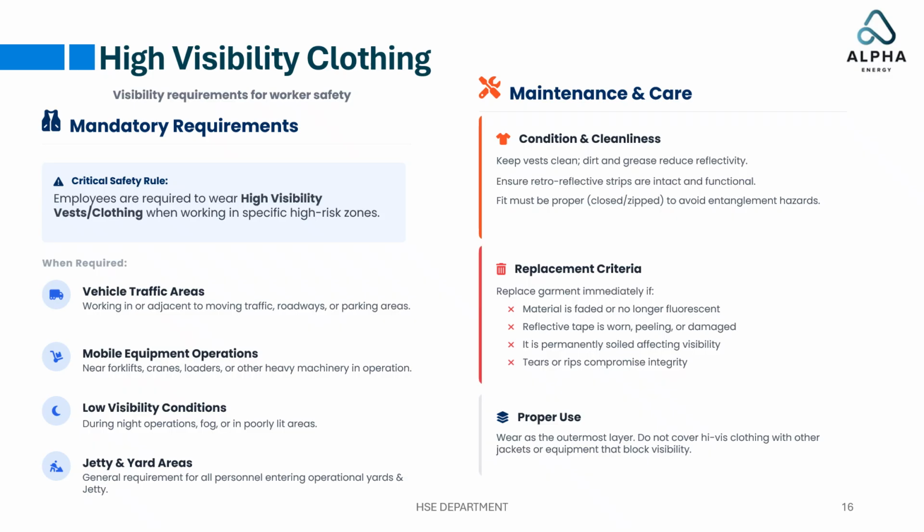To maintain effectiveness, garments should be kept clean of dirt and grease, properly zipped to avoid entanglement, and worn as the outermost layer to prevent blocking the reflective material. Clothing must be replaced immediately if the material is faded, the reflective tape is damaged, the garment is permanently soiled, or if there are rips that compromise its integrity.